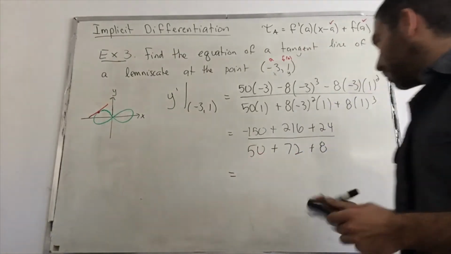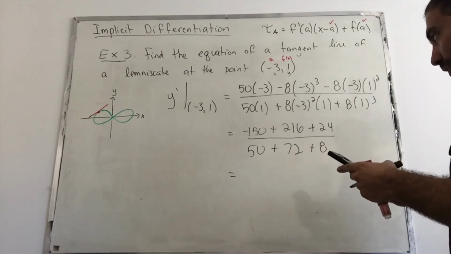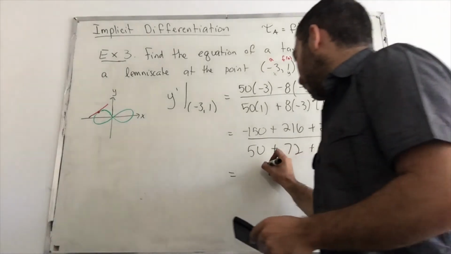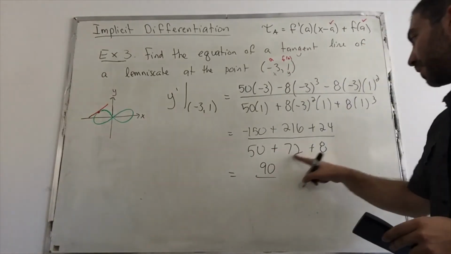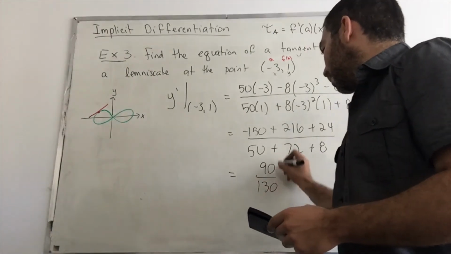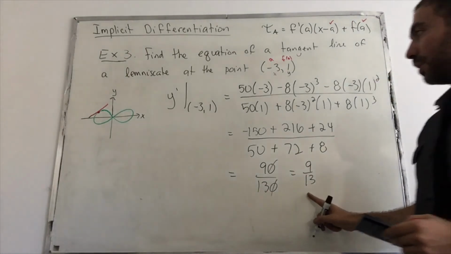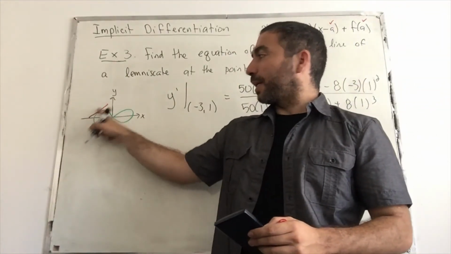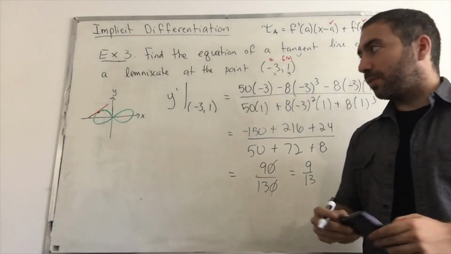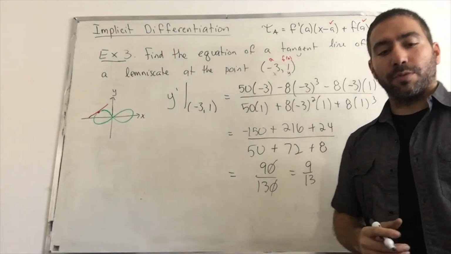Giving us, what is this? -150 plus 216 plus 24. We get 90 on top. On the bottom, 72 plus 8 is 80 plus 50. We get 130. The zeros cancel. 9/13. Okay, so this is the slope, and as we expected, our slope was going to be a positive value from our drawing. So the fact that I got a positive answer is reassuring.